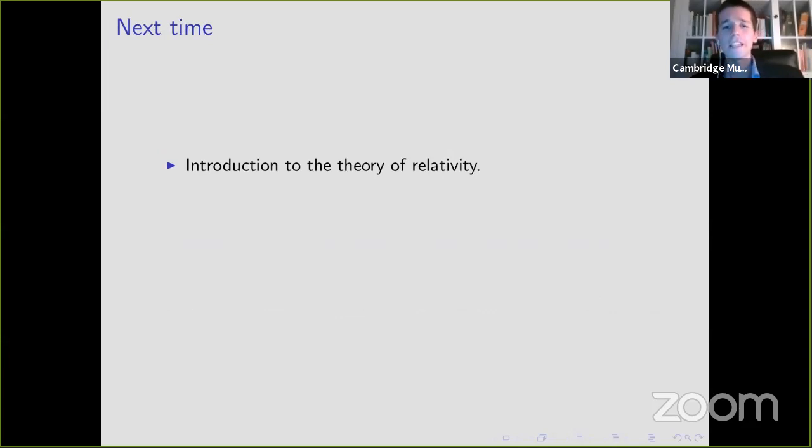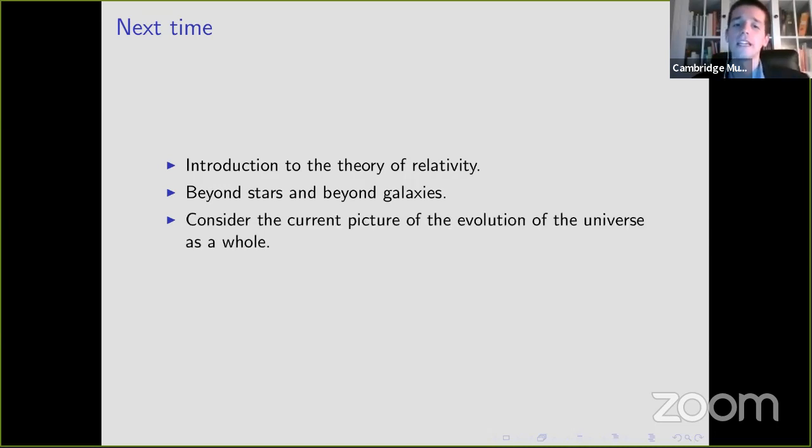This is what I would like to cover next time, and give an introduction to the theory of relativity. I really believe that it can be explained in an understandable way. And I hope that we will go beyond stars and beyond galaxies and consider the current picture of the evolution of the universe as a whole in the next lecture. Also, the early and the late universe.